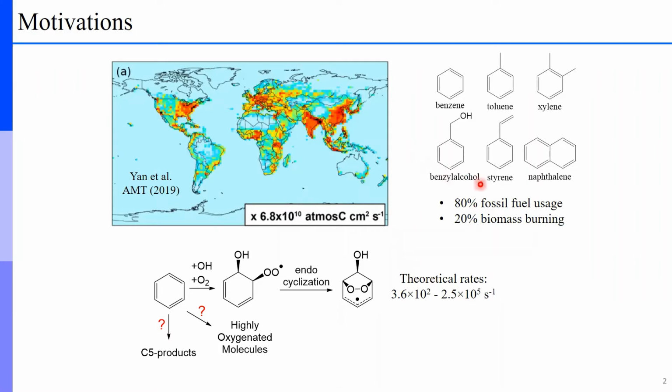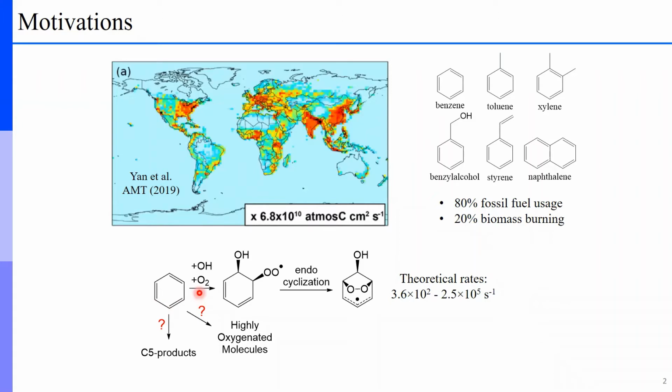Aromatic compounds are an important class of anthropogenic emissions. They are heavily distributed over a densely populated area and play an important role in urban air quality. There are significant uncertainties in aromatic chemistry. Here I want to use benzene, the simplest aromatic compound, as an example to illustrate.